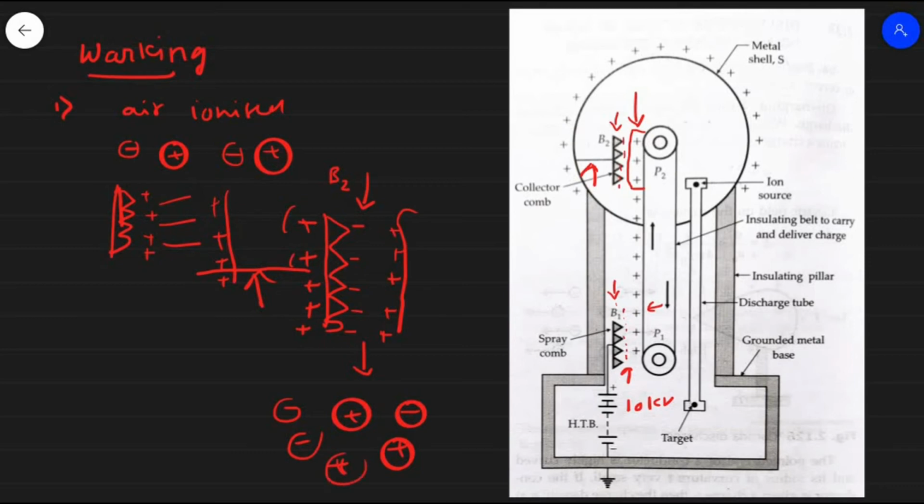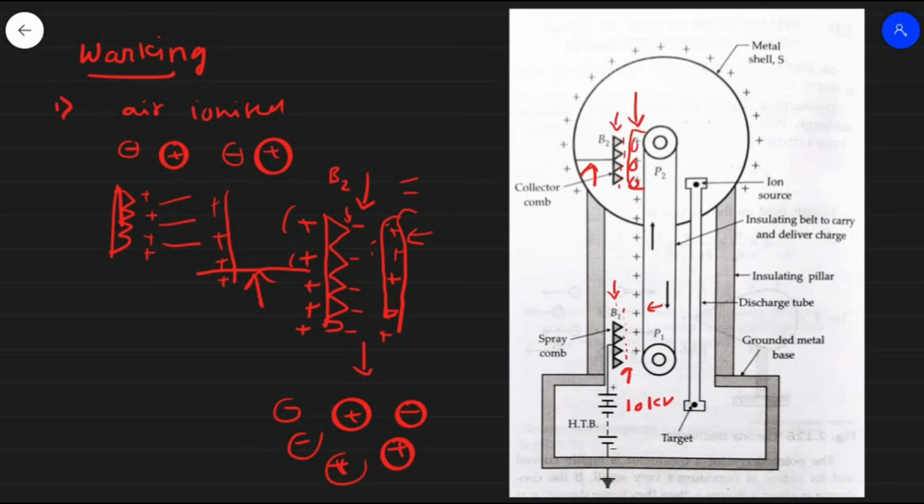Now this time what will happen? Since this comb has negative charge, the negative charge of air will get repelled from this negative charge, and the negative charge will come to this belt, right? So in this way the positive charge of this belt will get neutralized by the negative charge of the air ions, right? So in this way these positive charges will get neutralized, all right?